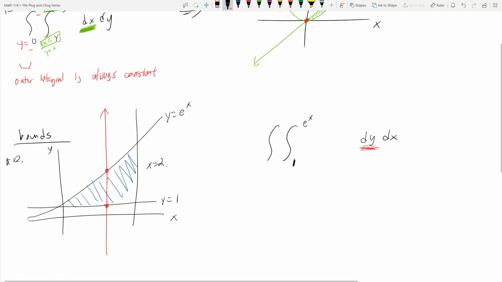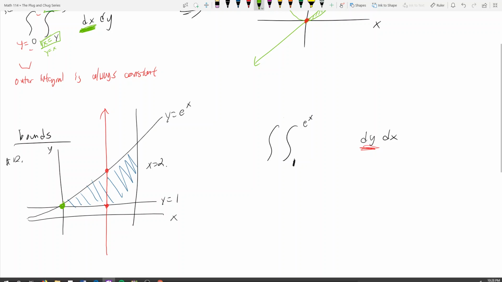Now, the x bounds, this is going to be easier, right? Because here, from the picture, right, what's x? Well, what's the minimum value of x going to take on? Well, it's going to be when y is equal to 1 and y is equal to e to the x, right? It's when those guys meet.